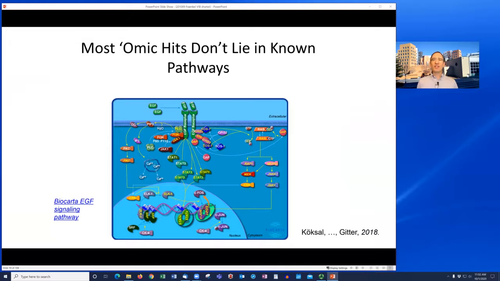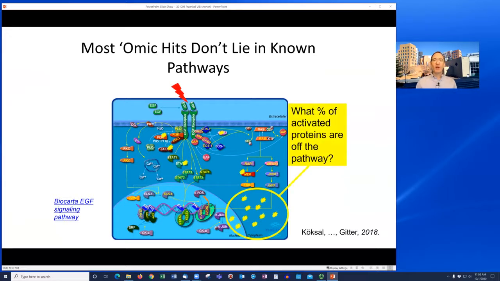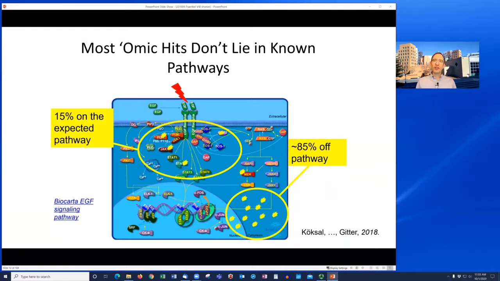And when the tyrosine kinase is turned on, then there'll be phosphorylation throughout the cell on tyrosines. And so we asked, when you actually do the experiment and measure phosphorylation on tyrosines, what fraction of those events that are clearly responding to EGF, the ligand we just added, are in the pathways that are annotated as being EGF responsive pathways? So what fraction of the phosphorylation events are on pathway and what fraction are off? And regardless of which databases we use to make these assignments, we found that typically only about 15% of the phosphorylation events were on the annotated pathway, with 85% of it being off the pathway.